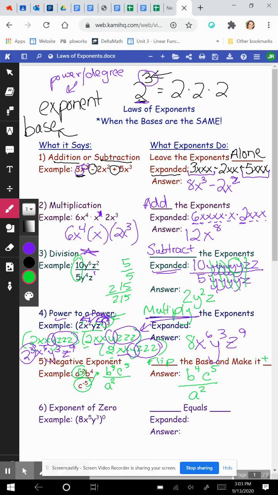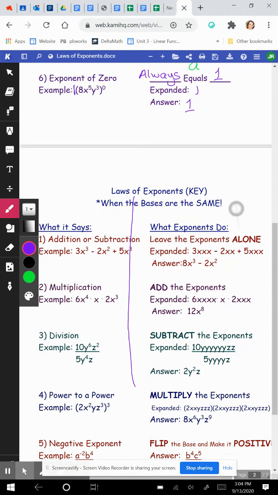My favorite rule of all is the exponent of 0. If you have an exponent of 0, it always equals 1. So, expanded form of this, it's literally saying this is there 0 times. But remember, there's that coefficient of a 1. So expanded, it would just be saying 1 times that 0 times. So my answer is 1. If you want the neater version of this, it is down here.